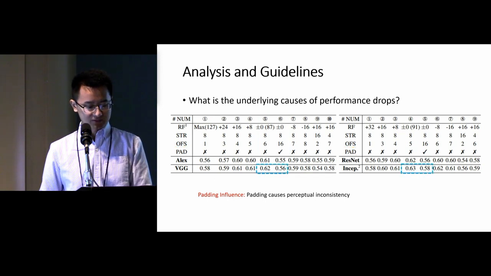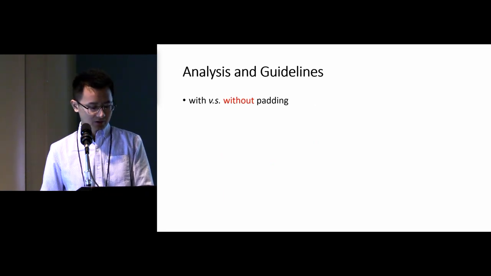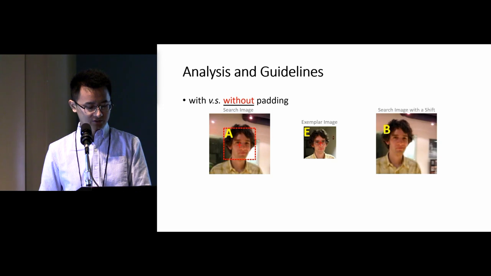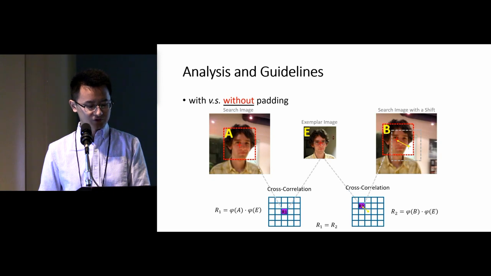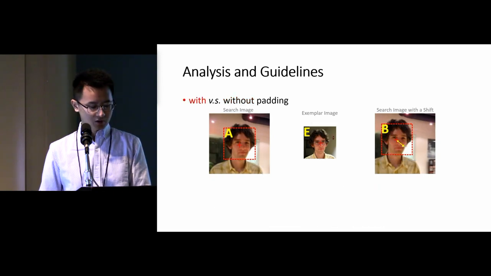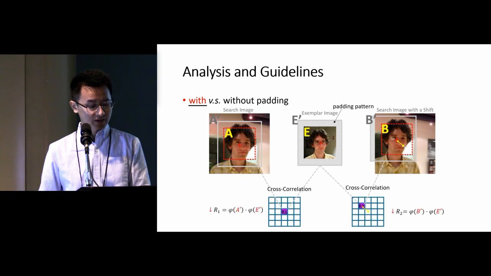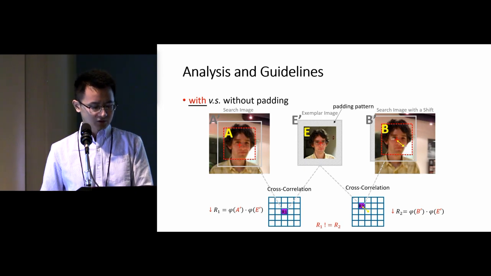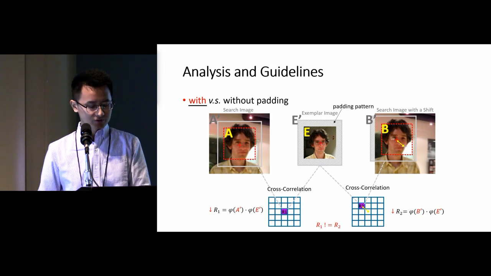Let's analyze why padding causes performance drops. Here, E is an exemplar image, while A is a search target, and B is the target with a shift. For a Siamese network without padding, the learned representations of regions A and B will be identical. However, if the network contains padding, the receptive field will be larger. In this case, the same content regions A and B will get different representations, because one sees the padding pattern while the other does not. So it causes performance drops. We call this phenomenon perceptual inconsistency in Siamese networks.